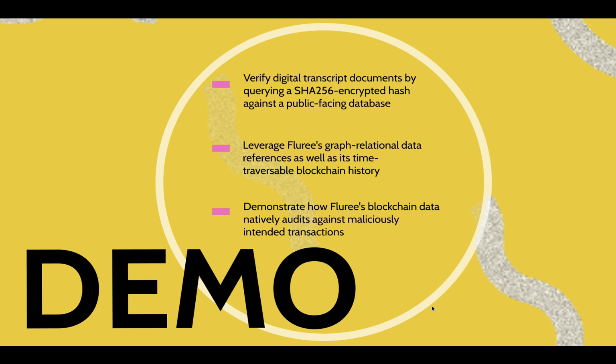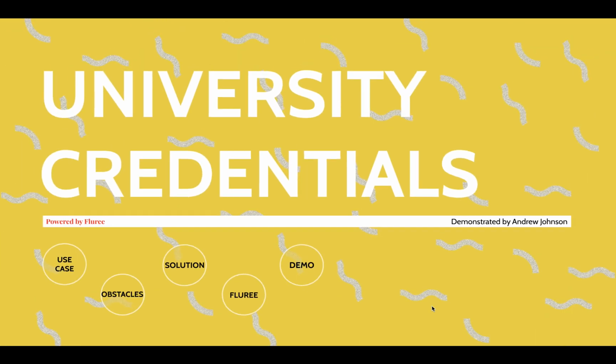And third, we're going to demonstrate how this blockchain data is the thing that drives these particular native audits against these maliciously intended transactions. All right, so that should do it for all the talking.